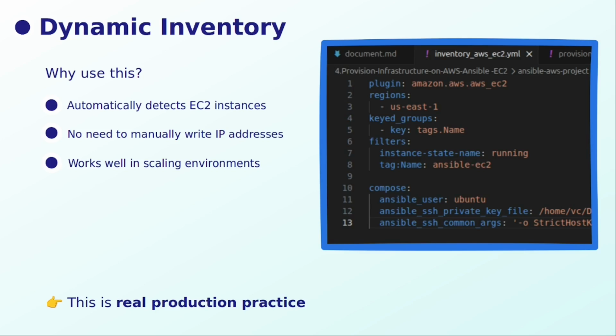The benefits are huge. No manual updates, works well with scaling, reduces human error. That is exactly how modern DevOps teams manage infrastructure. Dynamic inventory is a must-have skill for cloud environments.